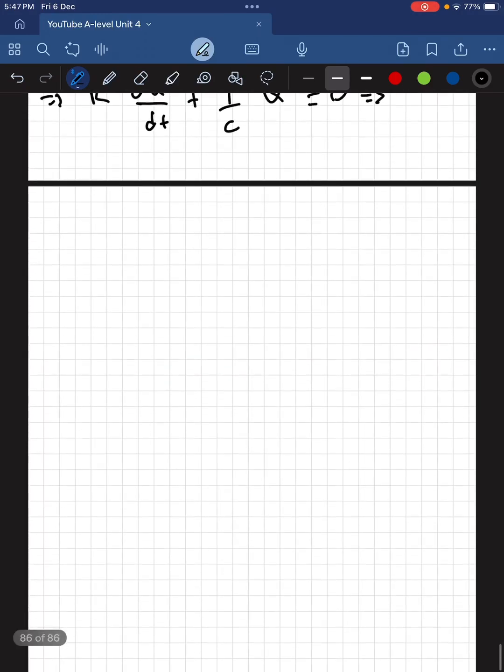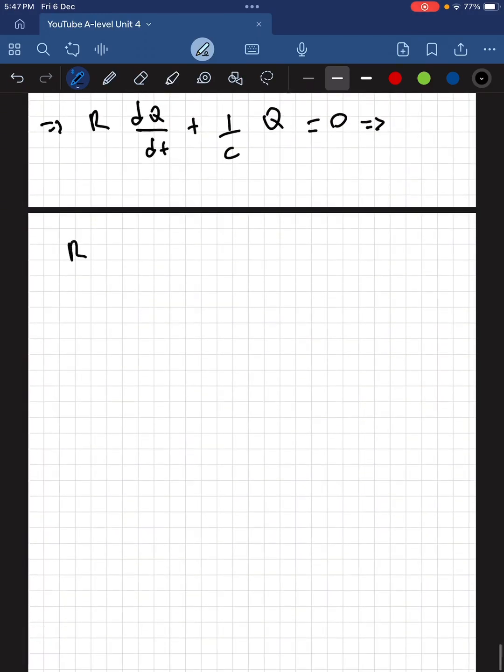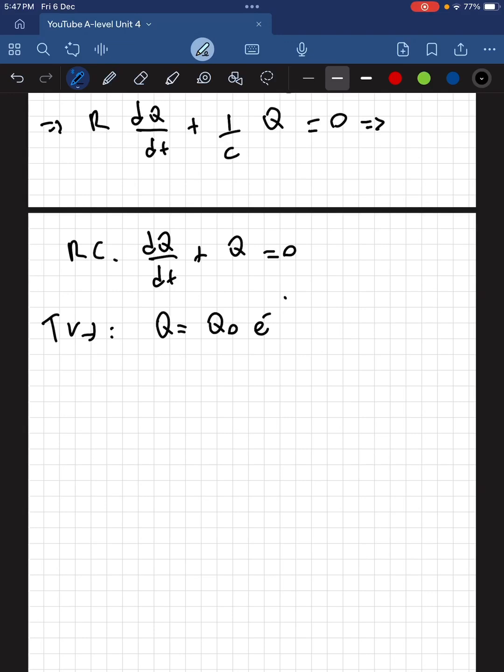Let me get rid of the 1 over C. So RC times dQ over dt plus Q is equal to 0, where I multiplied the left-hand side by C. So again, we're going to do a trial function. Try Q is Q naught e to the minus t over RC. We're going to plug this in. Let's call the other equations 1, 2, 3, so this is equation 4, this is equation 5.